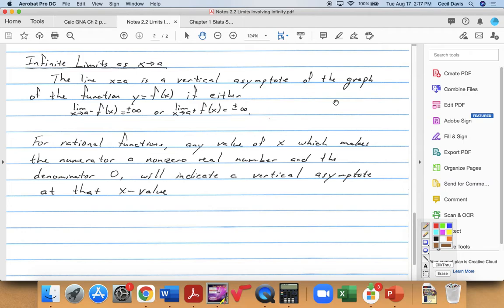In a rational function, if you substituted in some value for x and the numerator was 0 and the denominator was 0, usually what happened on those with rational functions? Usually there was a hole. The mathematically correct word for that hole is a removable discontinuity.